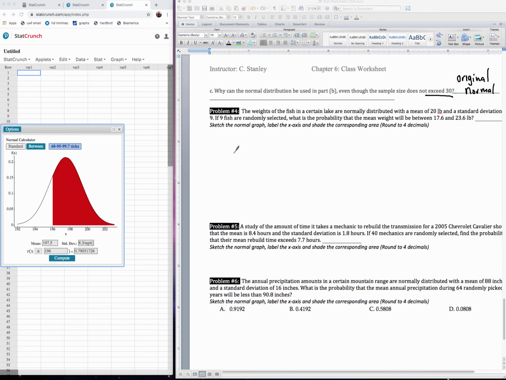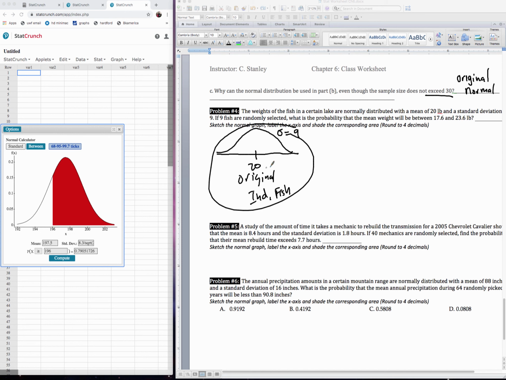Okay, so the weight of fish in a lake is normally distributed. So I'm doing the population right now. Mean of 20. Standard deviation of 9. Now, this is the original distribution. What that means is they're individual fish. So everybody in this, all this data, is made up of each fish. Now we're going to take 9 and get an X bar. So this distribution is made up of all possible X bars of size 9 from that lake.